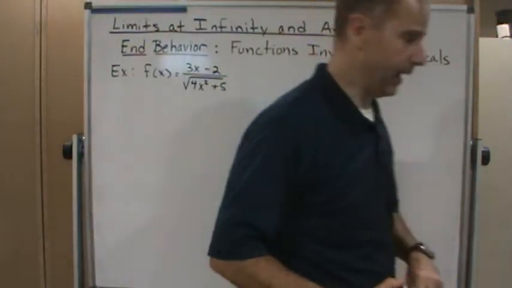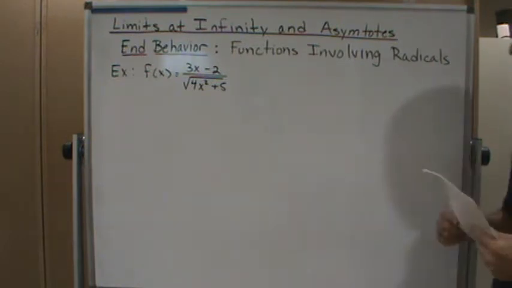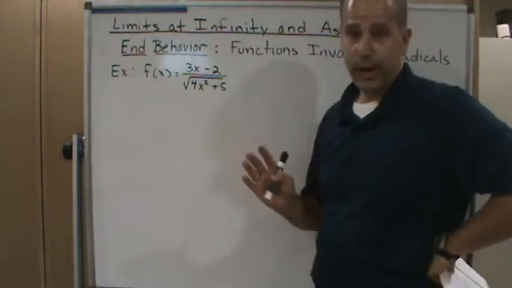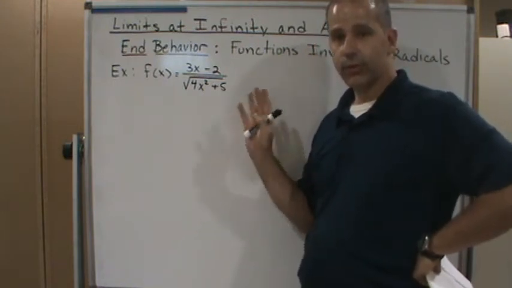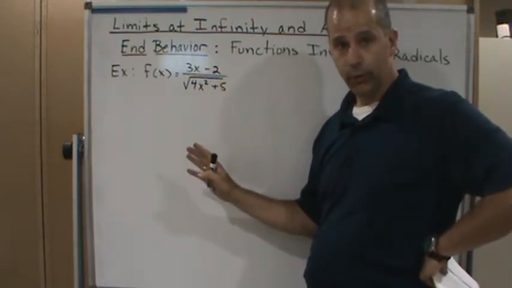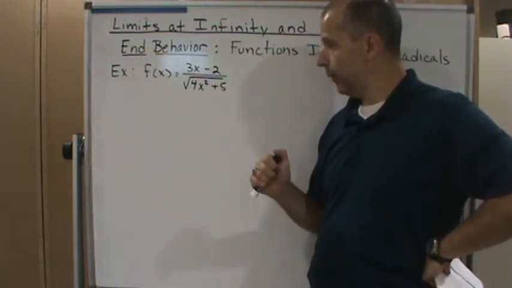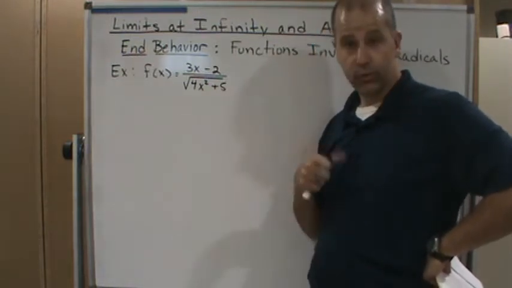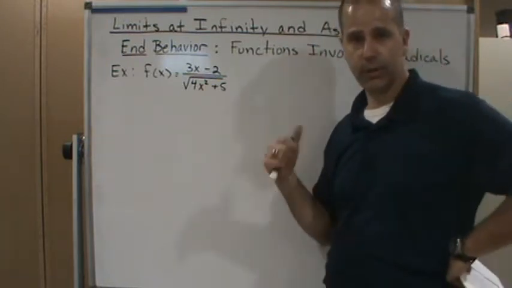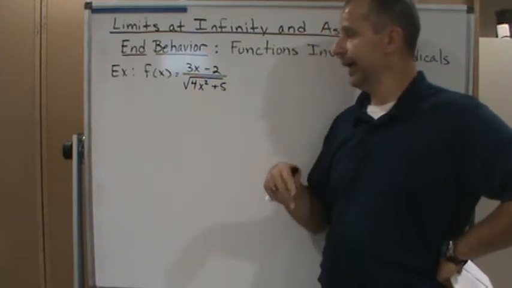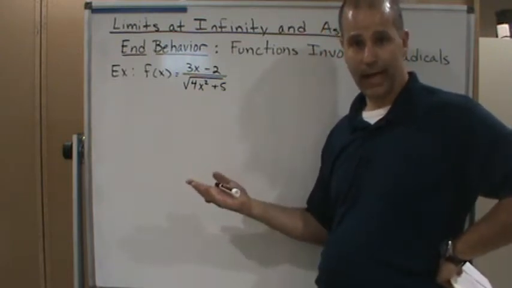Okay, welcome back. Now we're going to deal with radicals. Now, the way you deal with radicals, and again, you might have forgotten about this from algebra, I'm going to think of it from an algebra point of view, from college algebra or pre-calculus, and then we'll use limits. So what they want us to do here is find the limit as x goes to positive infinity for this, and as x goes to negative infinity.